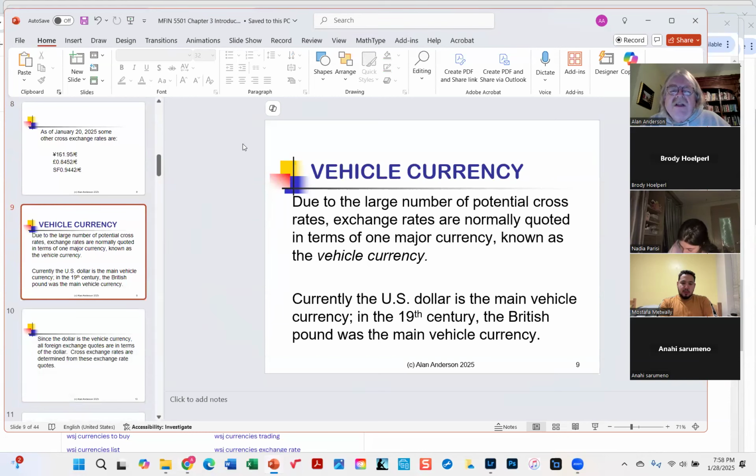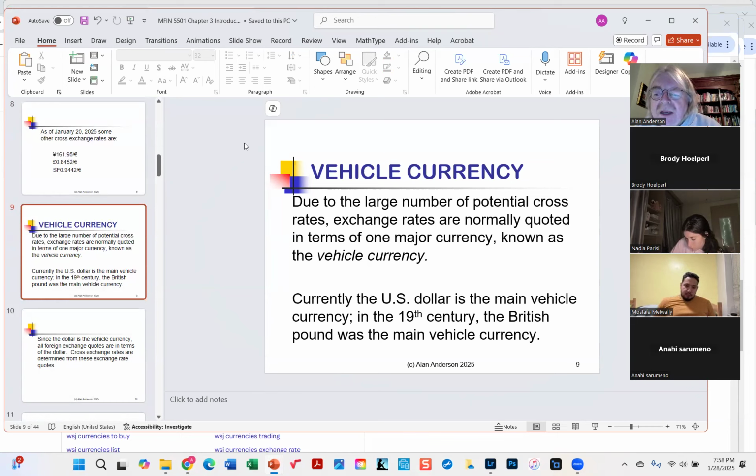Now, this is an interesting idea: the concept of the vehicle currency. Much trade throughout the world is denominated in dollars. All those exchange rates, if you notice, were quoted against the dollar, even the cross exchange rates. The dollar is considered to be the so-called vehicle currency. You can think of it as the benchmark against which all the other currencies are measured. That's, of course, because the US economy is by a long shot the largest in the world. So that's the logical choice.